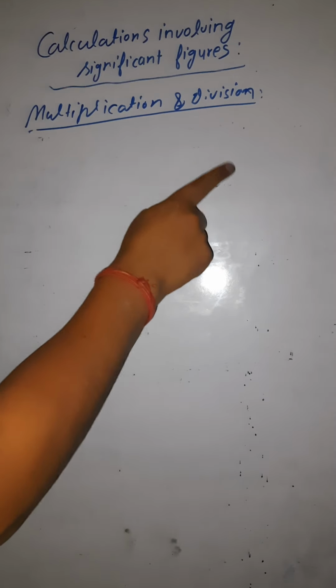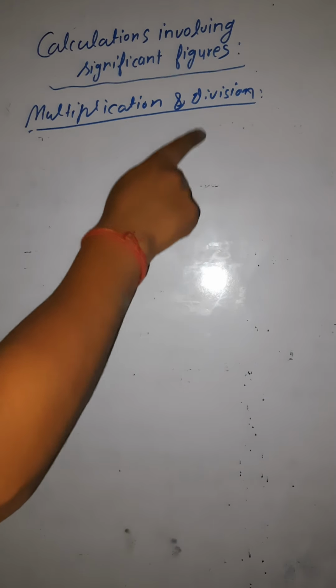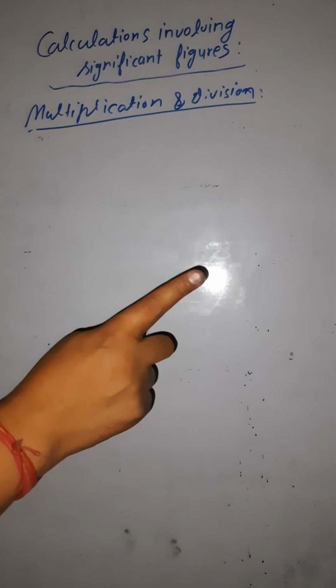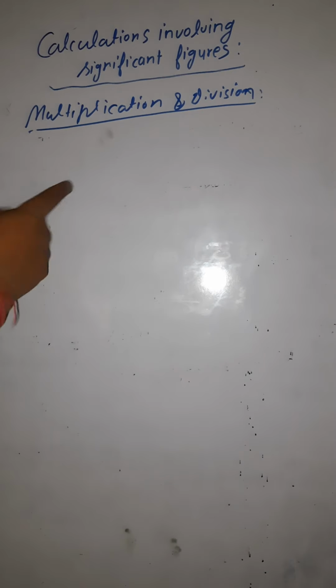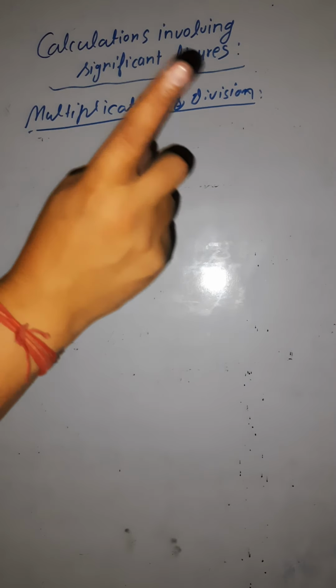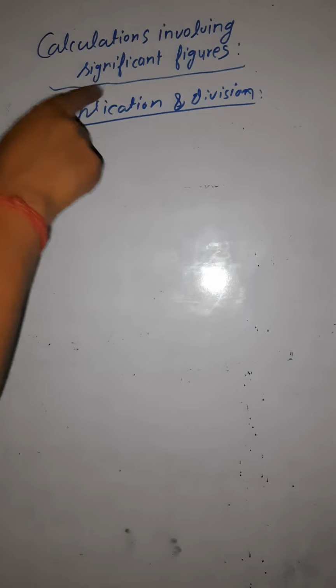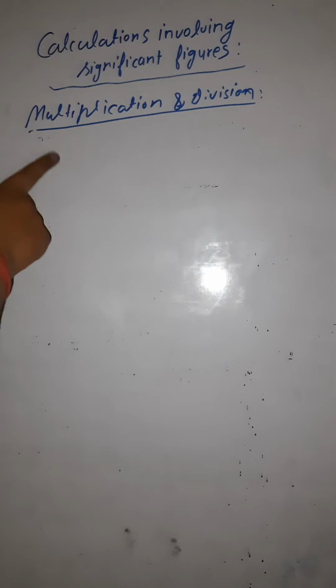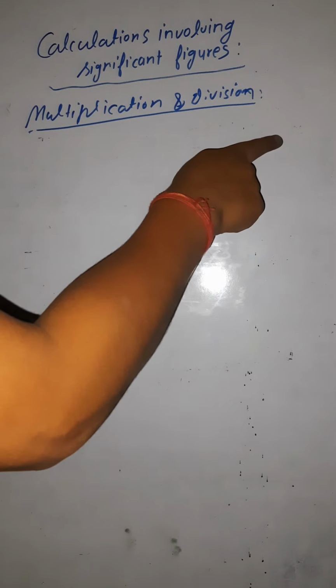Getting or not? Okay, let me tell you once more. The final result you would report in such a way that it should have the same number of significant figures as the term which has the least number of significant figures. Here, the term which has the least number of significant figures, you would report the result according to that one term. Remember this.